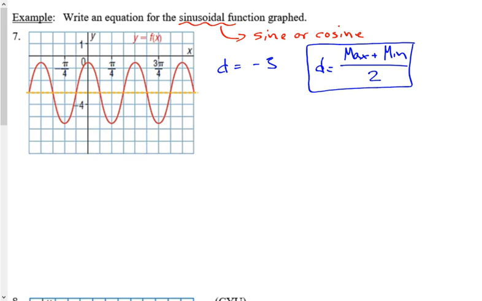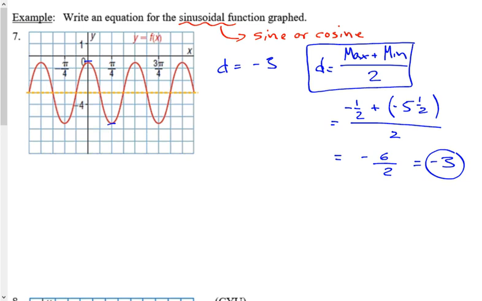So in this case, if we looked at what we have here and used the formula, my max, if I look at the scale, that looks like it's -1/2. My minimum, -5.5. And divide by 2. So -1/2 and -5.5 is -6 over 2, which does give me the -3. So there's our d value.